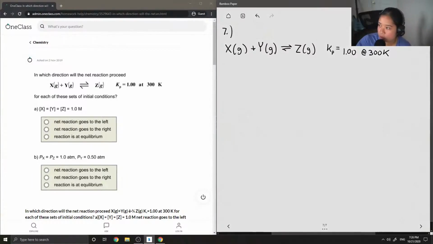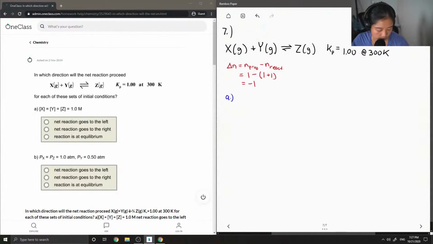So the first thing I'm going to do is calculate delta N. And to do that, it's going to be the number of moles of your products minus number of moles of your reactants. And then it's going to be 1 minus 1 plus 1. So delta N is equal to -1. Okay, so for part A, first we need to calculate the value for Kc. So this is the equilibrium constant for the concentrations.